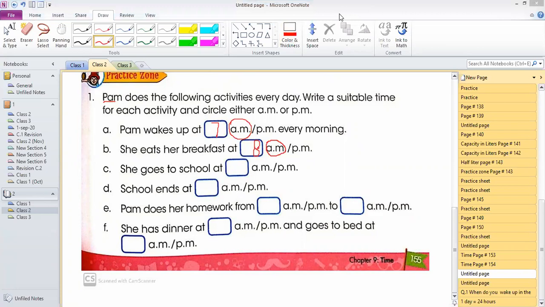So guys, is the AM and PM concept clear to you? Yes. Yes. That's very good. We will continue it, guys. In the next class, we will start again. We will complete this practice and we will learn how to read the time. Until then, take care of yourself. Bye bye.